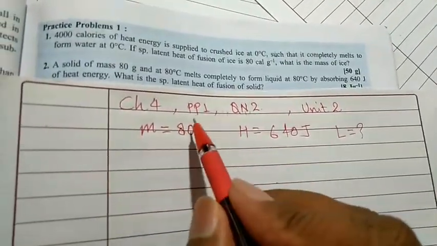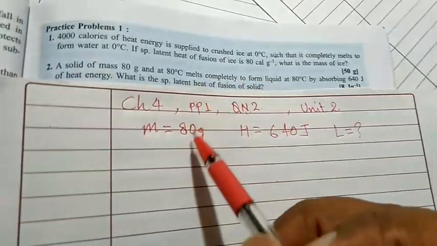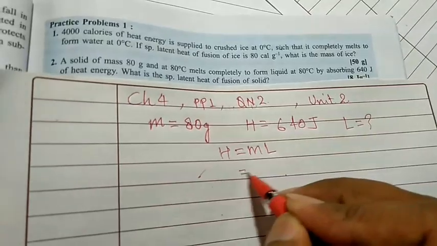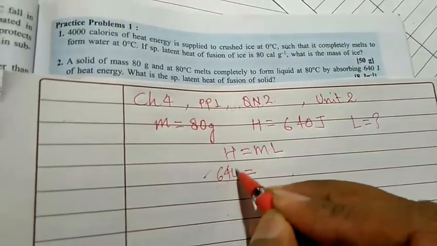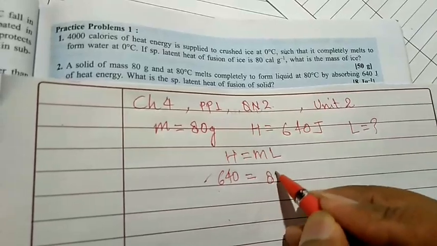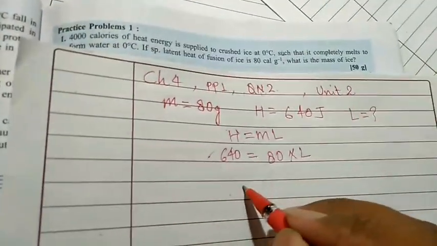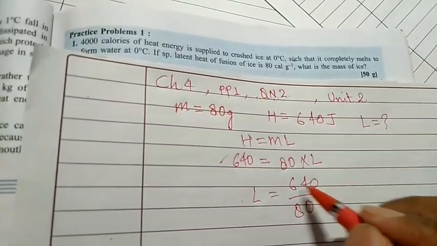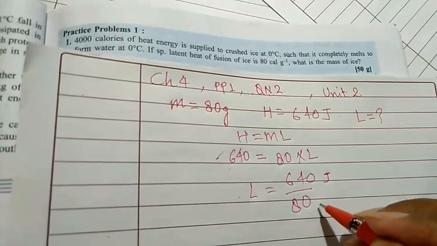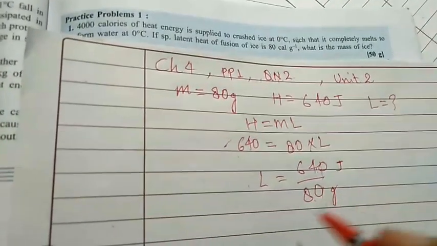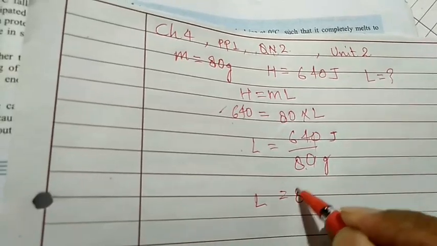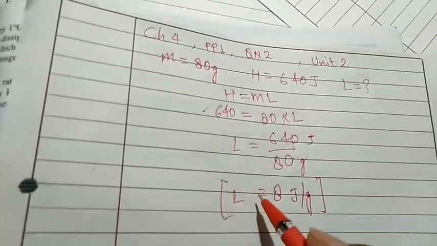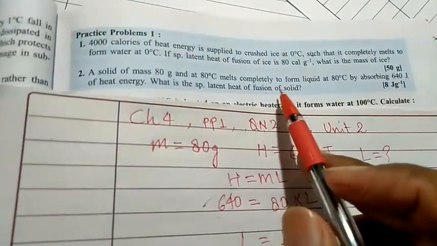As I said, if there is no change in temperature, then you will use H is equal to m into L. Fill in the values. H is 640, m is 80, and L we have to calculate. So L is equal to 640 upon 80. The unit of 640 is joule and the unit of 80 is gram. So 0 cancels, 8 eights are 64. So L is equal to 8 joule per gram. So this is the specific latent heat of fusion of the solid.